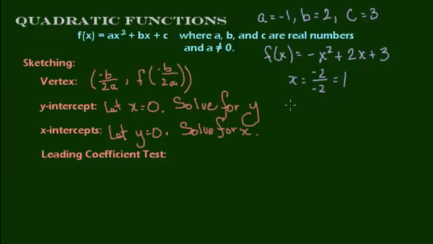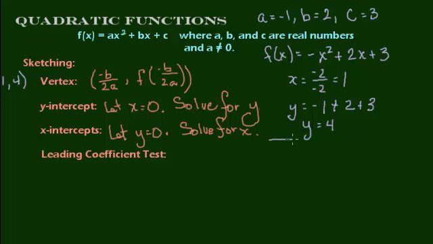Plugging that back into my function in order to find my y value, I would get negative 1 squared, which would be 1, plus 2 times 1, which is 2, plus 3. And this y value would then be 4, which was what we observed on our graph. The vertex then is at the point 1, 4. There's our algebraic calculation for vertex, also known as the minimum or maximum value.